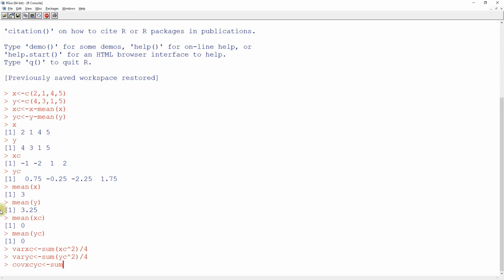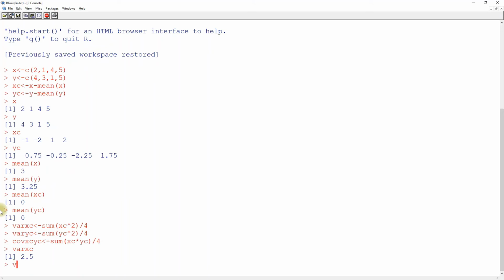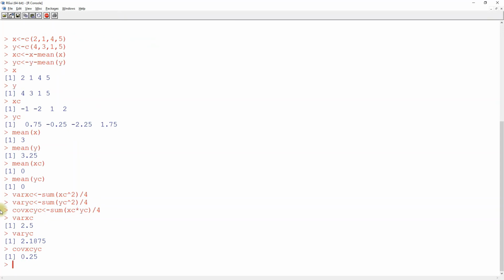Covariance of xc, yc is the sum of xc times yc, the x times y that I just showed you, but not for the original y, but for the centered data, divided by 4. Here we go. We can just check the values if you want: the variance of xc, the variance of yc, and the covariance of xc, yc. You got all these different values. Now, this is a little bit what you have.